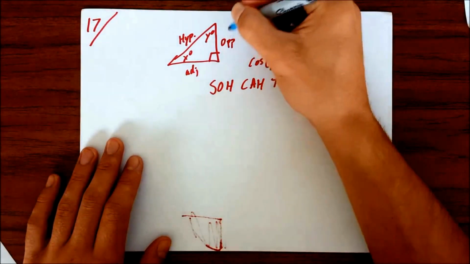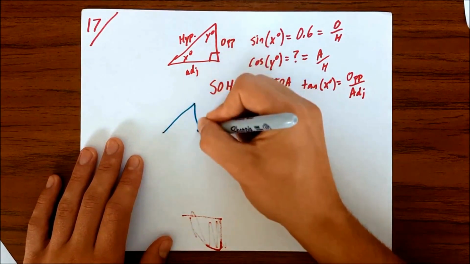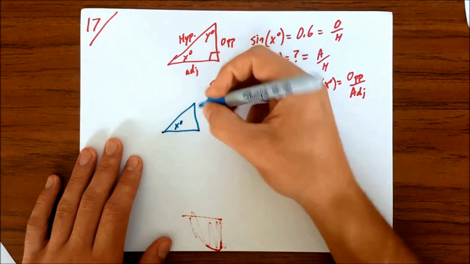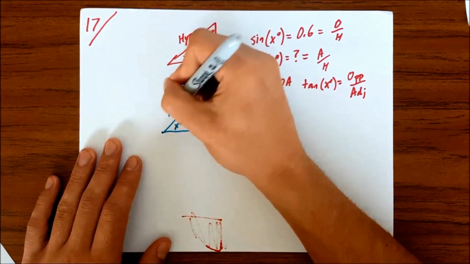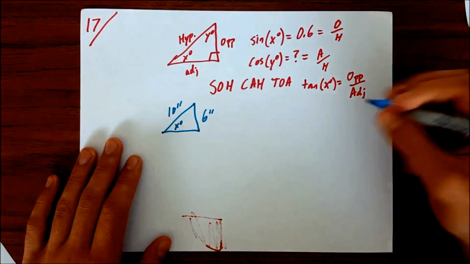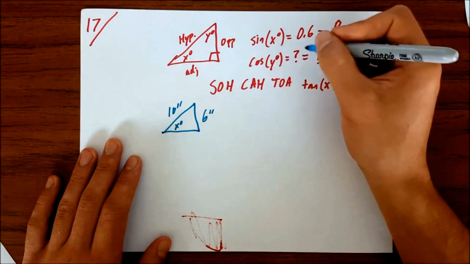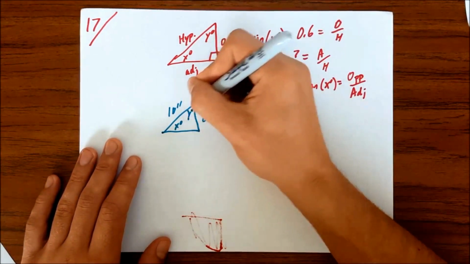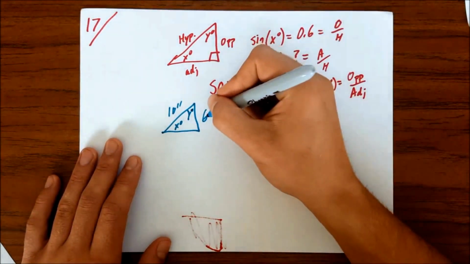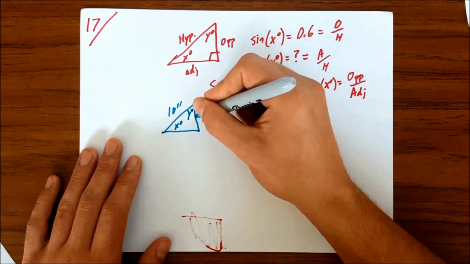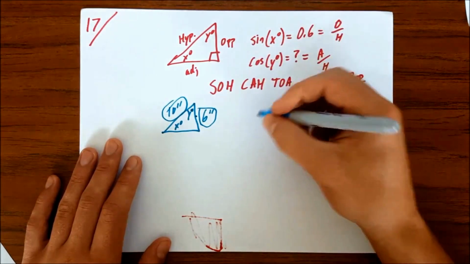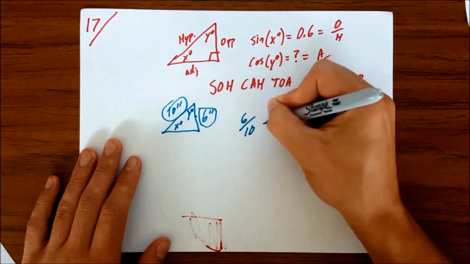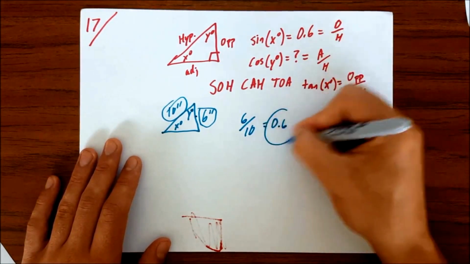Okay, and so what it means to have the sine of X be 0.6 is that, say, for X degrees, the opposite would be 6 inches and the hypotenuse would be 10 inches. And now it asks, what is the cosine of Y? Well, you should ask yourself what that means. It's asking for the ratio of the adjacent side, which is here, divided by the hypotenuse, which is here, and that's just the same thing. So you have 6 divided by 10, which is 0.6. So that's your answer, 0.6.